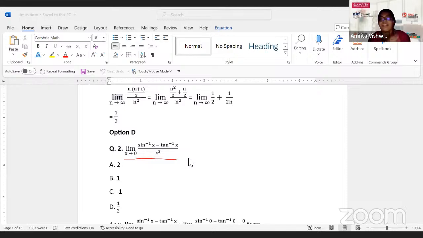And I hope everybody studied the formula. What's the derivative of sine inverse x and what's the derivative of tan inverse x? Because we need to find the derivative and then we have to substitute the limit in case to solve this problem.